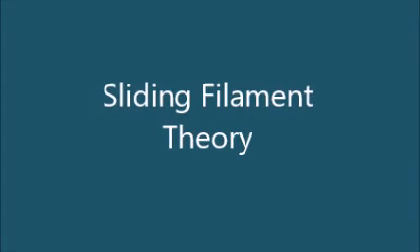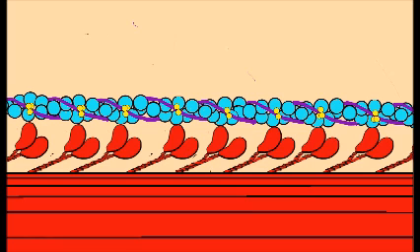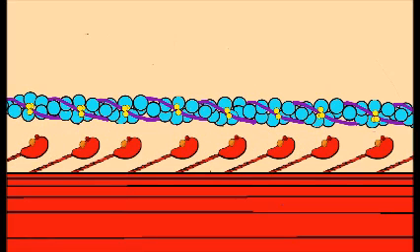Sliding filament theory. The first step of sliding filament theory is the cross-bridge cycle. In order for a cross-bridge cycle to begin happening, the myosin head has to be activated by ATP, which is hydrolyzed into ADP and an inorganic phosphate. The energy from the ATP activates the myosin, which allows it to move into a more cocked position.